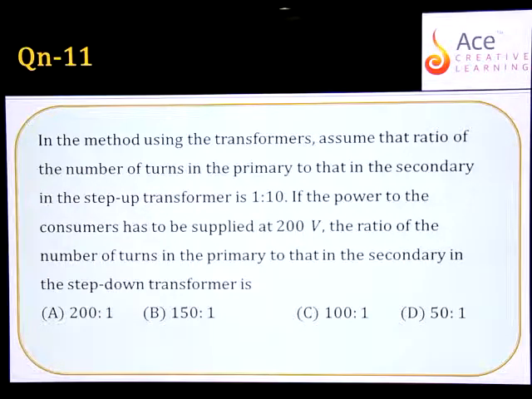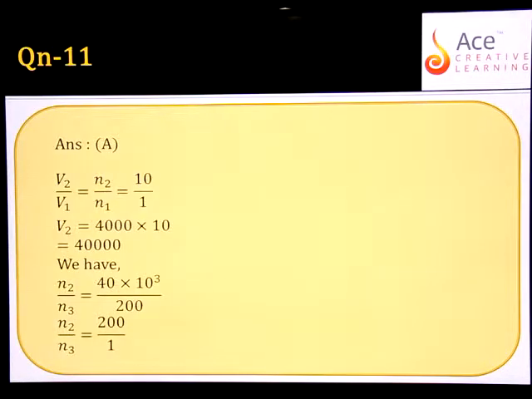Question number 11 is from current electricity, transformers. So the correct option is option A. We use the turns ratio formula. We get V2, the output, to be 40,000 volts, and we have N2 by N3 to be the given ratio there, which turns out to be 200 by 1. It's definitely a direct substitution question, an easy question.